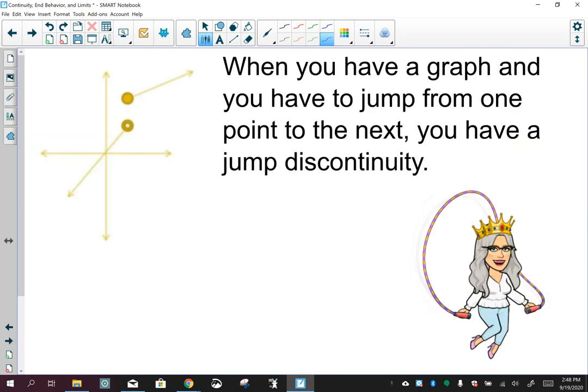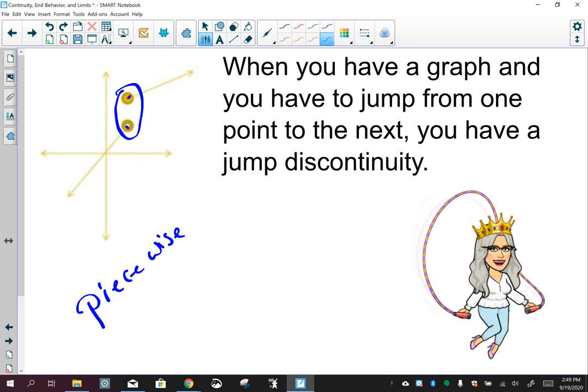Next one is your jump discontinuity. These are usually your piecewise functions here. Sorry, I spelled that wrong. Piecewise. Thank you. So basically what happens is that when you get to this specific point here, you'll only have one point that will be defined, and the other point or points will not be defined. They'll have an open hole, and then one will have a closed hole. This is called a jump because I'm coming from here to here, but I'm jumping to my next place.